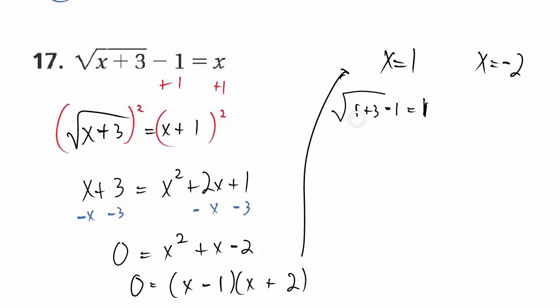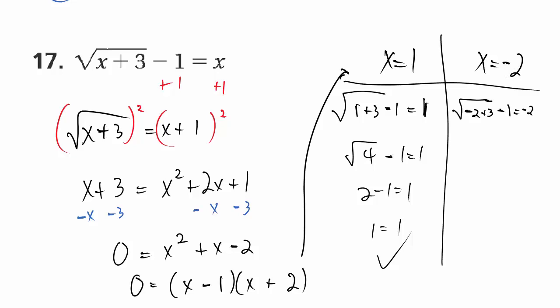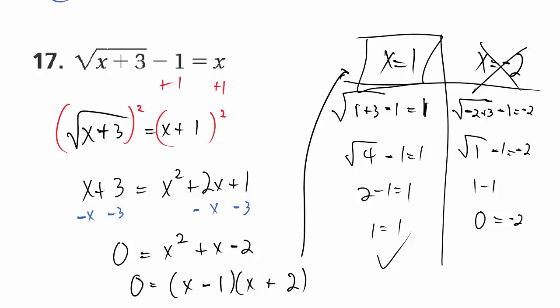If you replace x with 1, if this statement is true, then that means 1 is a solution. So this is square root of 4 minus 1 equals 1. 2 minus 1 equals 1. 1 equals 1 checks out. Let's try putting a negative 2 into here. If I replace the x's with a negative 2, I get square root of 1 minus 1 equals negative 2. Well, square root of 1 is 1. 1 minus 1 is 0. 0 is not equal to negative 2, so this is an extraneous solution. It's like a false solution. So your only solution is actually x equals 1.